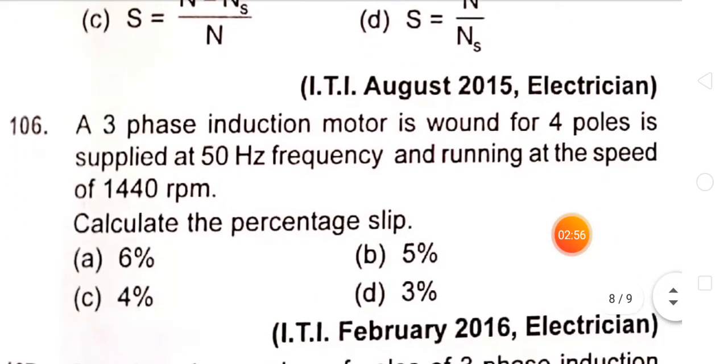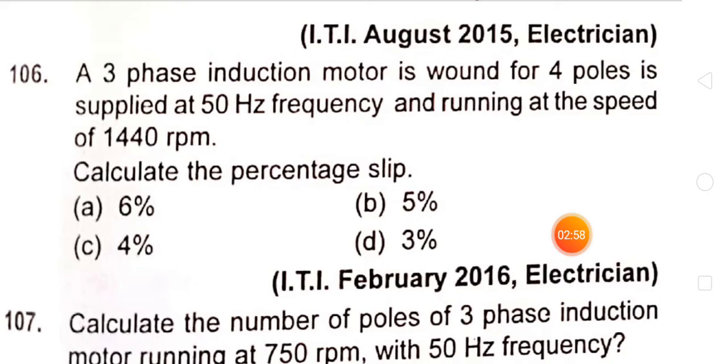Next, a three-phase induction motor wound for 4 poles is supplied at 50 Hz frequency, running at 1440 RPM. Calculate the percentage slip. Answer is 4%.